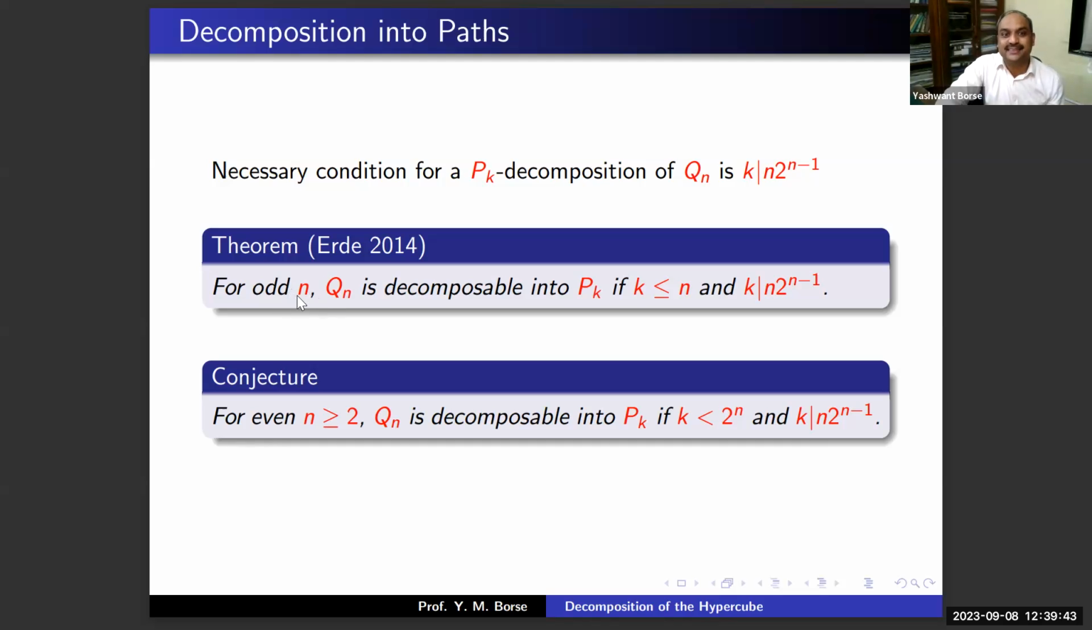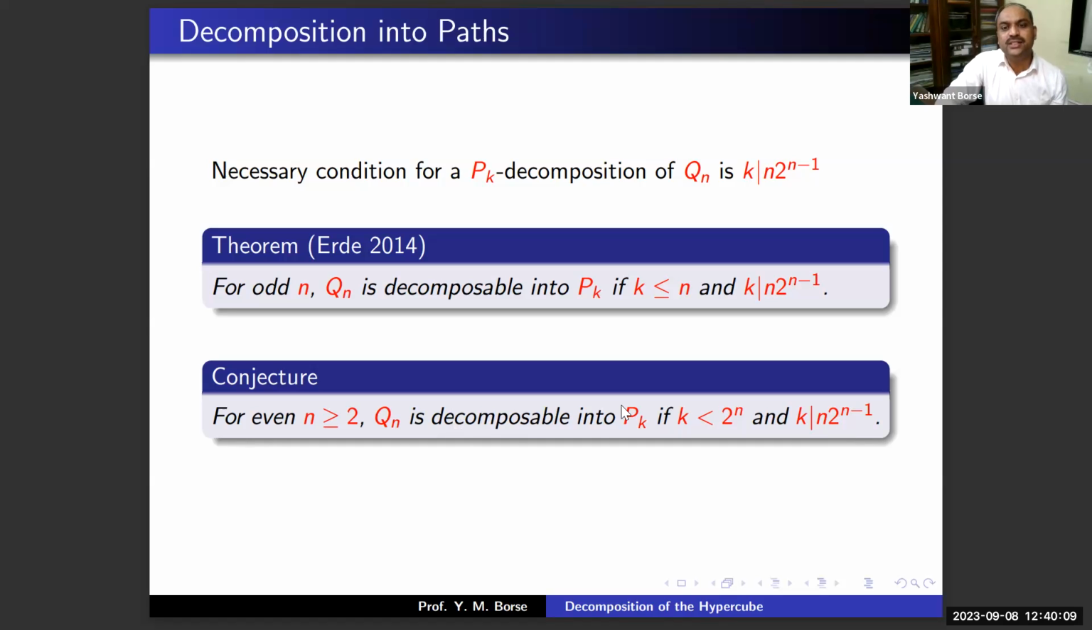But for odd n, whenever n is odd, k automatically becomes less than or equal to n if you want to get a decomposition. This is an obvious necessary condition. But for even n, there is no such condition on k. So the only condition is that k must be less than 2 raised to n and k should divide n into 2 raised to n minus 1.